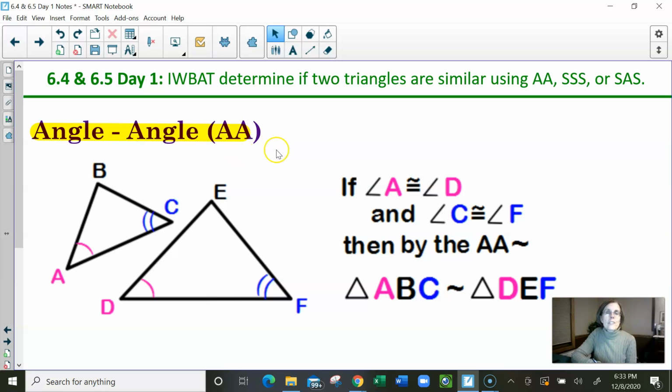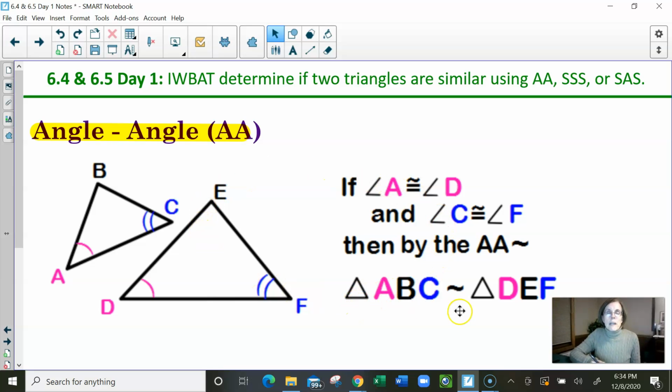We don't need to show that it's angle, angle, angle. However, if you have two angles that are congruent to each other, two corresponding pairs of angles, those third angles are going to be congruent also. So angle B and angle E are also congruent. Because all three of the angles in one triangle will add up to 180 degrees, and all of the angles in the other triangle add up to 180. So if angle A and angle D are congruent, angle C and angle F are congruent, angle E and angle B will have to be the same measure.